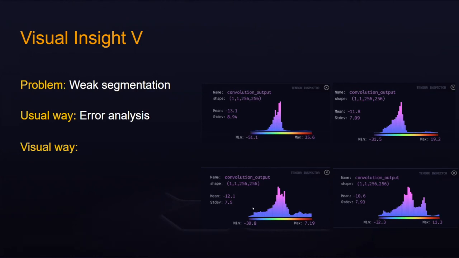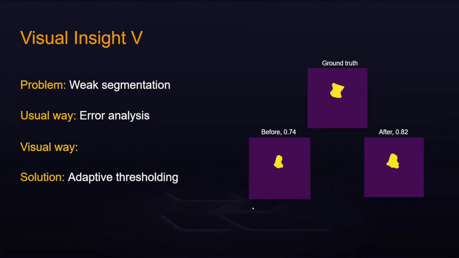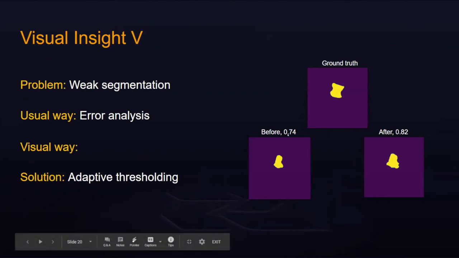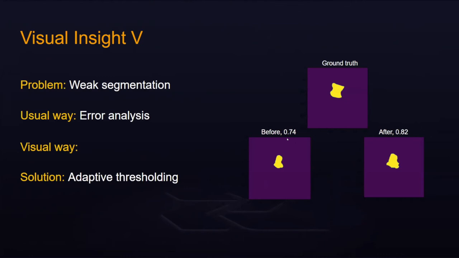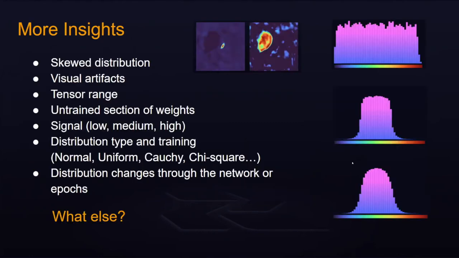So based on this observation, we developed a method to threshold the images adaptively, and we could improve the DICE score and the segmentation quite well, especially in weak segmentation images. This is just one example. This is the ground truth with the tumor in yellow, and this is before using the adaptive thresholding, and this is after, and you can see the improvement in the DICE score. So I guess Patrick will go through more insights.